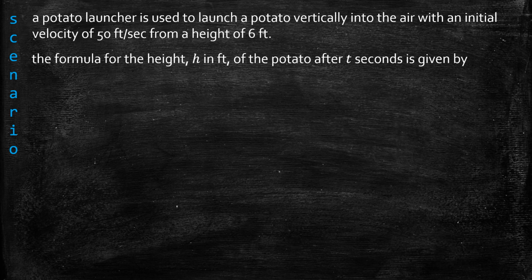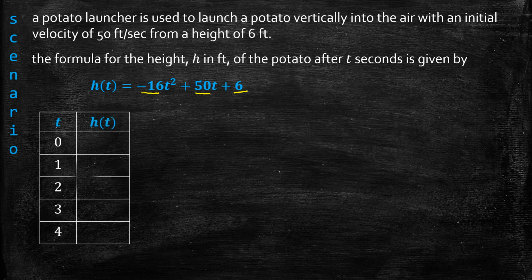Now, the formula for height in terms of time would be given by this. This formula can actually be derived using calculus, but we're just going to give it to you as is. I hope you realize that there are some important positions here. For example, the initial velocity, 50, happens to be next to a t. The initial height of 6 sort of stands alone. And this negative 16, we'll get into a little further into the video. So let's practice using this formula and see what we get.